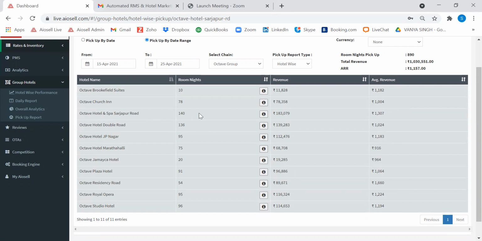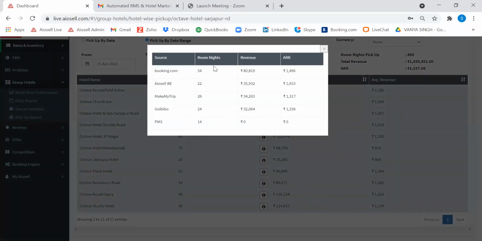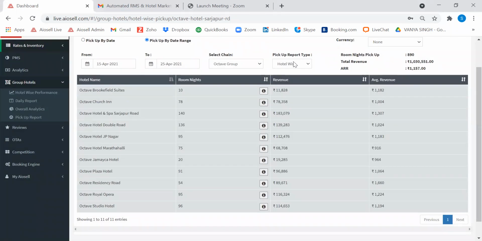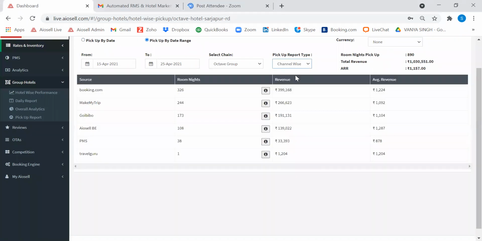If I want to see the breakdown of this 140 room nights and understand which sources have actually performed, I can click here to understand which sources have actually contributed for that particular property. If I want to see the entire data channel wise, I can also see this from here. So this basically tells me that these 890 rooms are broken down into various sources. This is my channel wise performance for the entire group.